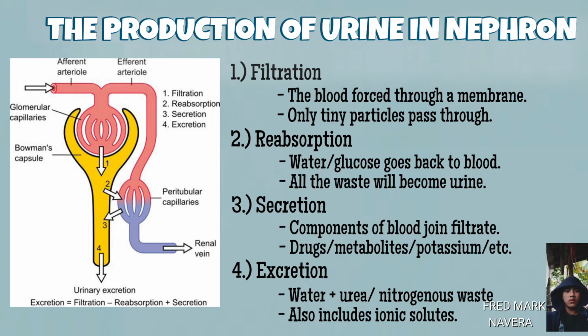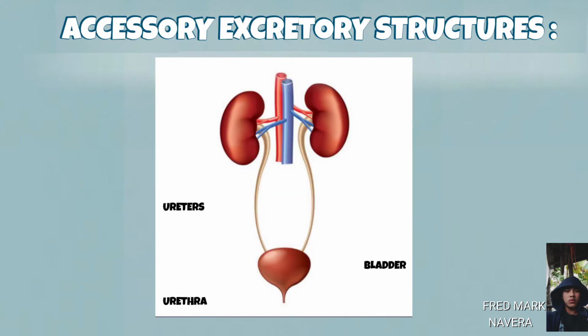Okay? And lastly, we have here the excretion. So yung ihi natin is almost entirely water. But yun nga, it contains a lot of urea, which is the result of the breakdown of amino acids, as well as uric acid and creatinine. So that's the process of how urine is formed. So we are done with the kidneys and let us proceed to the accessory excretory structures.